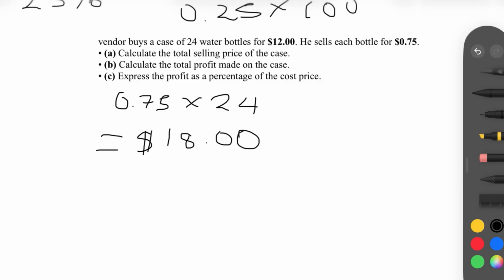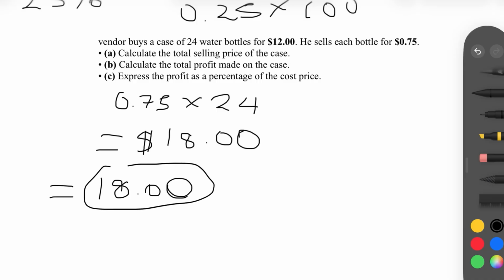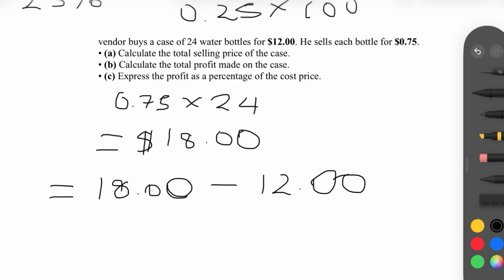Now let's move on to B, which says calculate the total profit made on the case. And to do that, all you have to do is subtract, because this is what I made on the case, which is 18. So this is my total that I made on the case right here. All you have to do is subtract that by the amount that the case was originally selling for, which they said was $12 for the 24 bottles. And you would get 6. So this is the profit that you made in total.